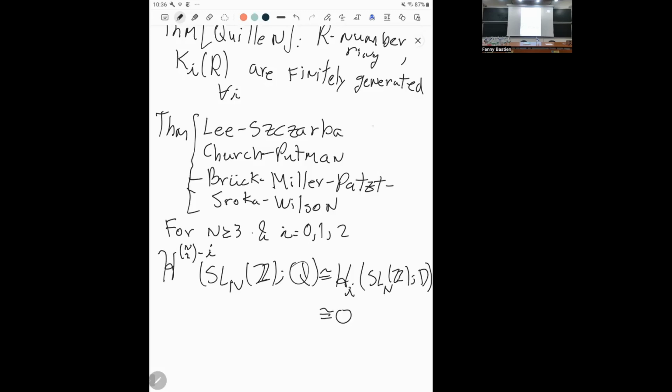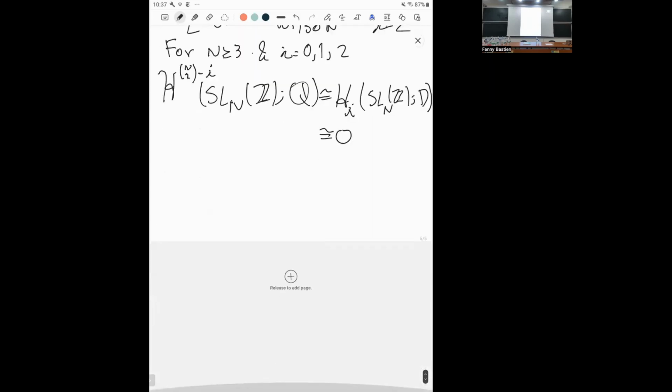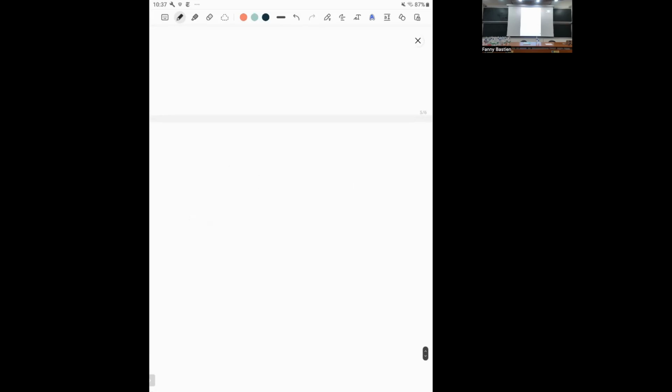The case i is 0 is due to Lee and Szczarba. i is 1 is due to Church and Putman. And then recently the five author group proved it for the case i is 2. And everything really depends on Borel and Serre's really nice poset model for the rational dualizing module. So I've been hyping the rational dualizing module in this case, so let me tell you about that. To do that, I have to tell you about the Steinberg modules.